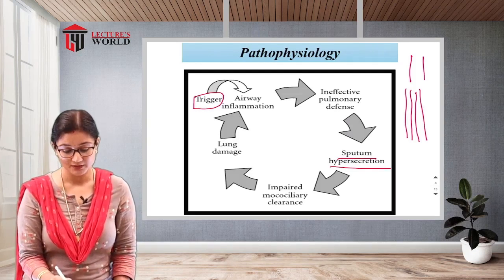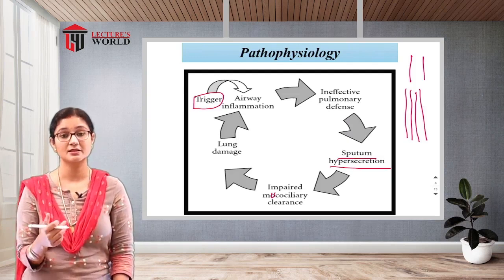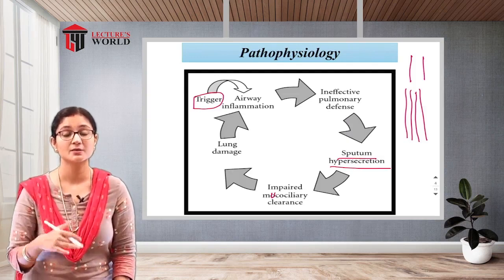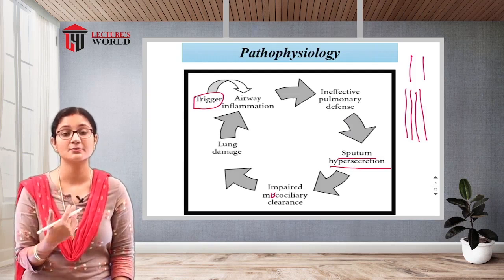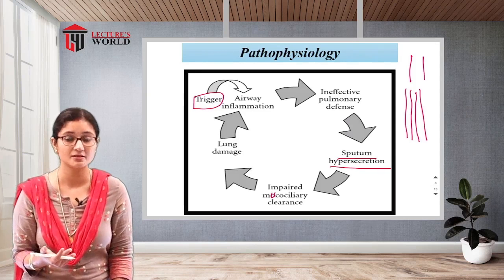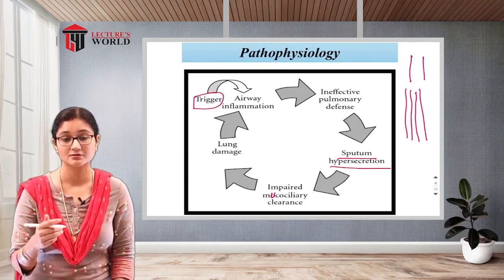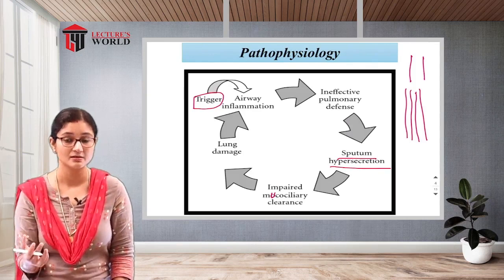Impaired mucociliary clearance. What do you mean by mucociliary clearance? It means there is inadequate ability of the person to remove the particular secretion which is present inside. Now why this increased secretion? Because after the inflammation, our mucus secretions increase. Why does it increase?